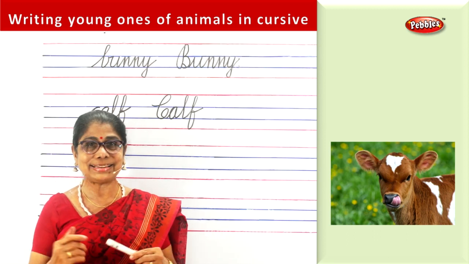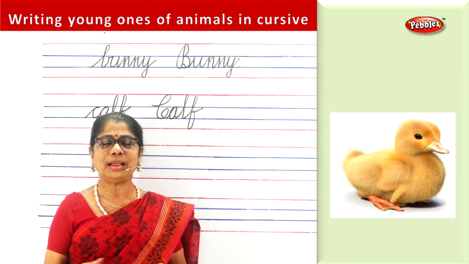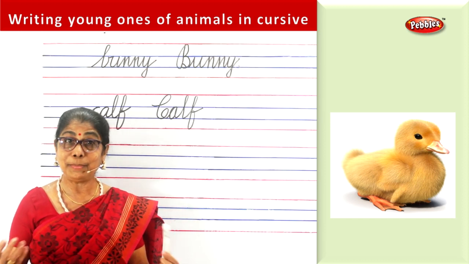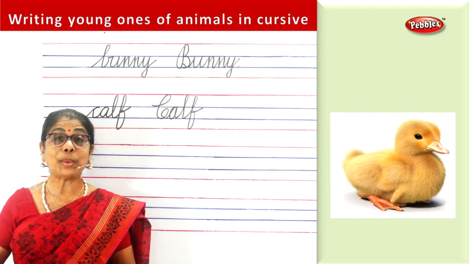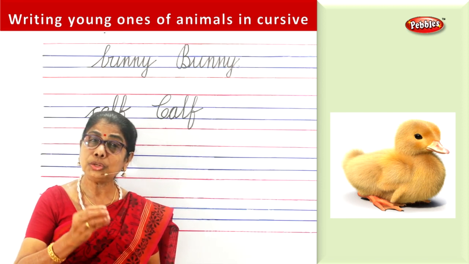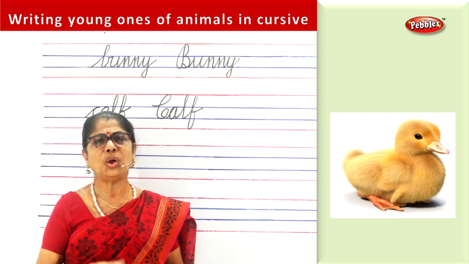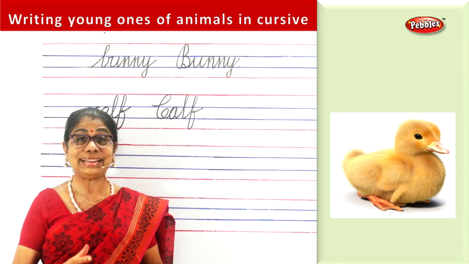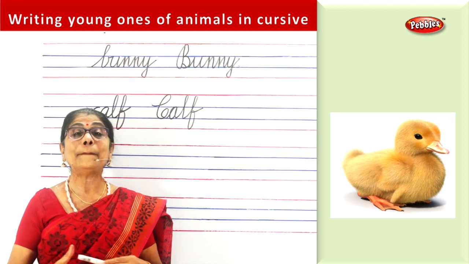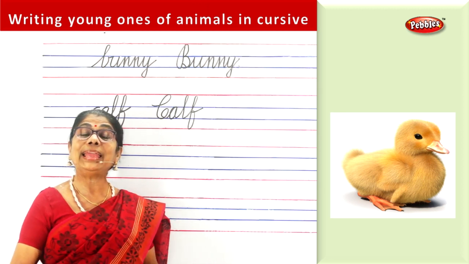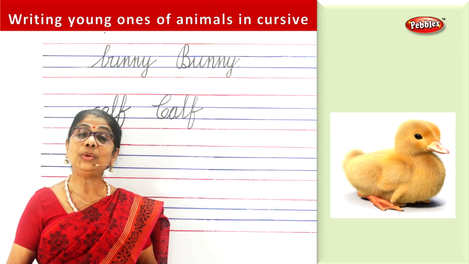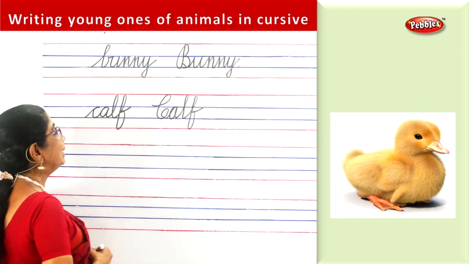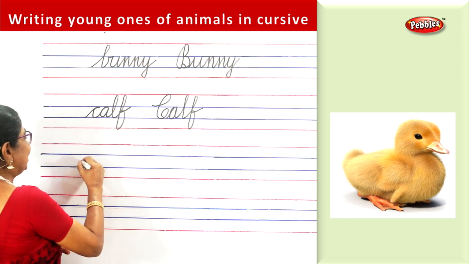Next, duck. Where does the duck play about? In the pond, in the water. The mama duck, when she goes swimming about, who follows her? Tiny little babies. What do you call that little baby? Duckling. Ducklings and duck swim about in the pond or in any water spot. So baby ducks are called ducklings.